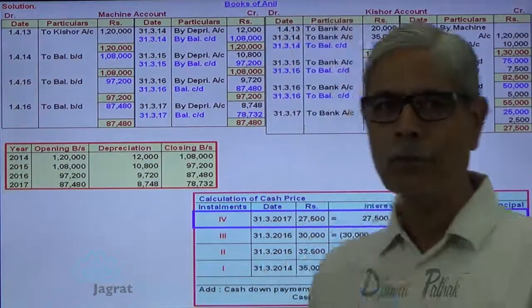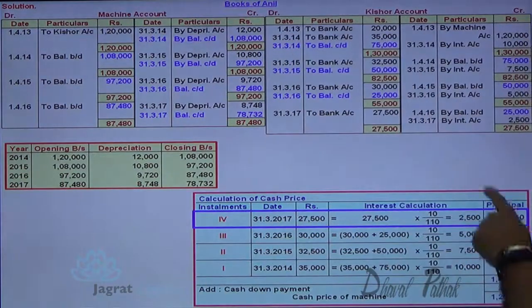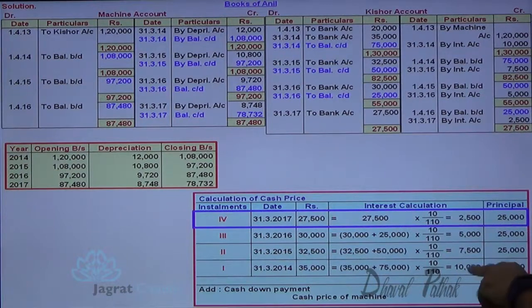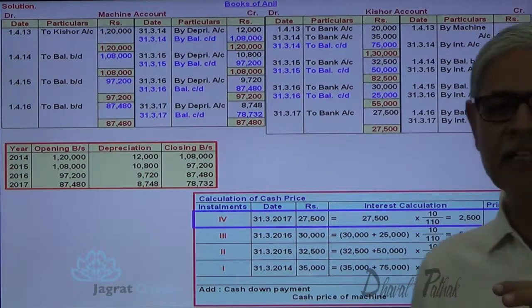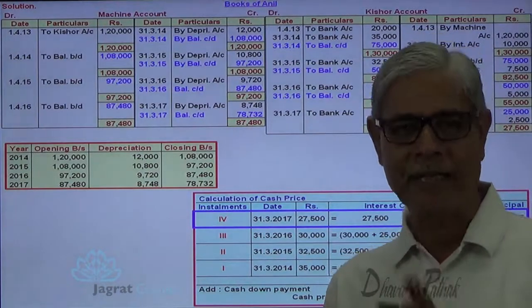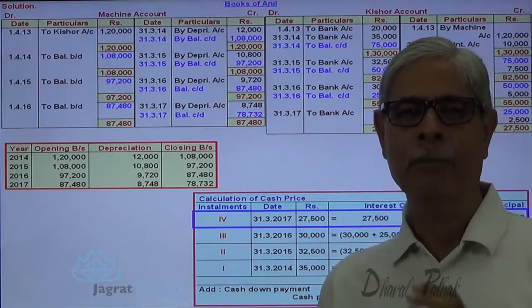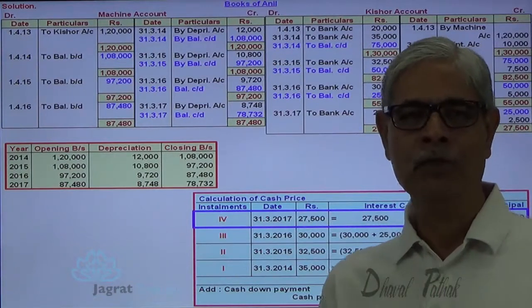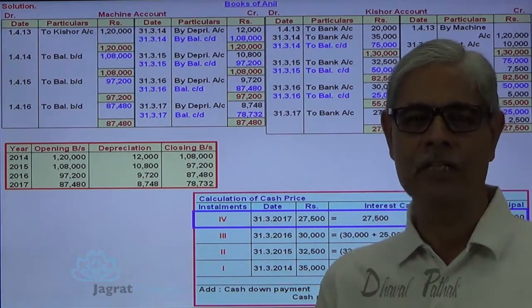Similarly, if you want to prepare interest account, this is the details of interest account. First year interest debited 10,000. Interest account is debited with 10,000 in the first year. In the second year, 7,500 will be debited. In the third year, 5,000 will be debited. In the fourth year, 2,500 will be debited. And every year, the interest expense will be transferred to profit and loss account. So interest account is credited by profit and loss account by transfer entry to profit and loss account. This is how you can prepare depreciation and interest account.